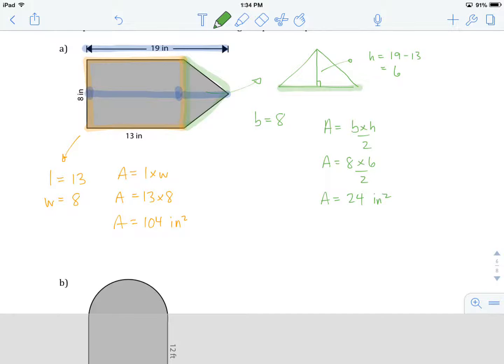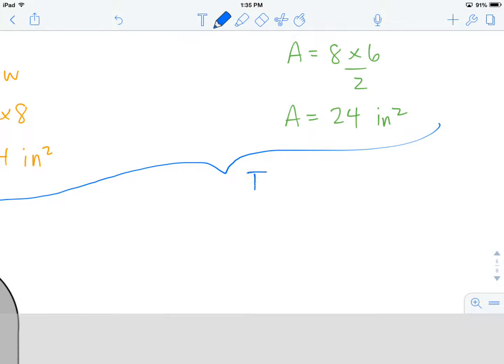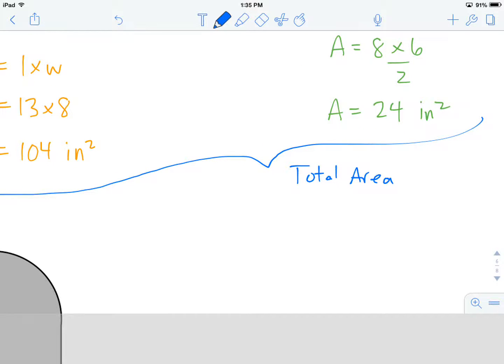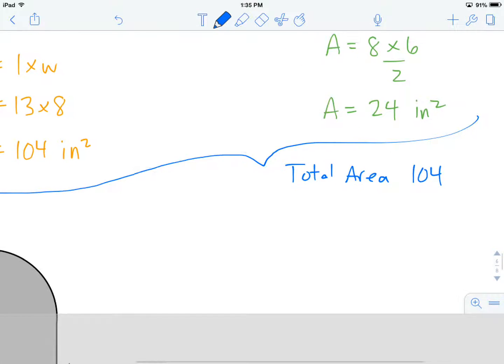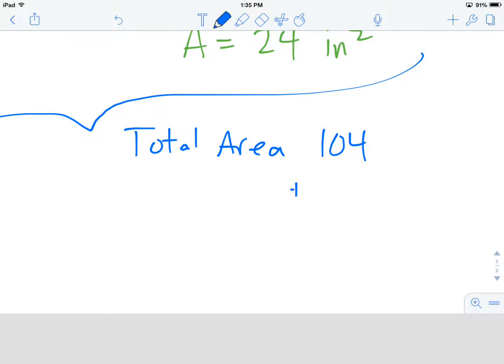Now we just have to combine them. So I'm going to do that in a new color. I'm going to take these 2 here and add them together. So the total area will be equal to the area of our rectangle, which was 104, added to the area of our triangle, which was 24. And those line up so nicely.